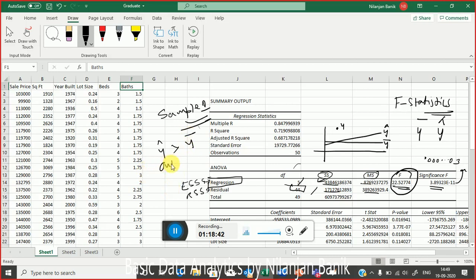So out of 100 samples, there will be 99.999999 samples where I am getting y hat better than y bar. Is it clear?